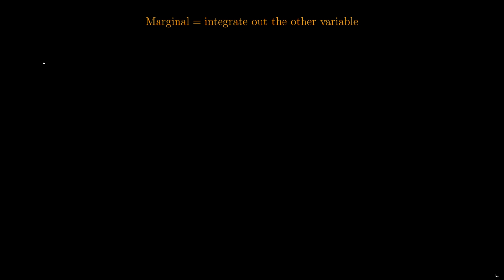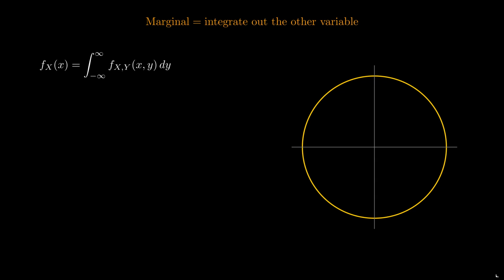To get a marginal, we integrate out the other variable. F of x is the integral of the joint density over all y. But here's the catch: for a fixed x, y can't range over everything. It's trapped inside the circle, so the limits of integration depend on x. Fix x somewhere between minus r and r.